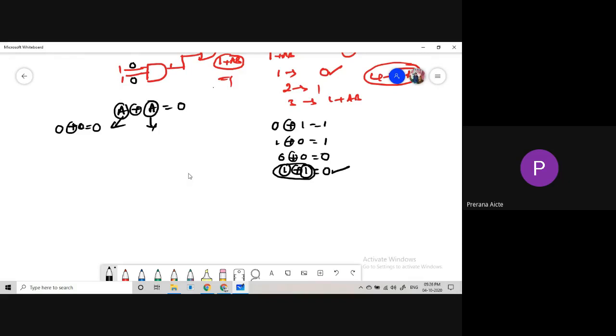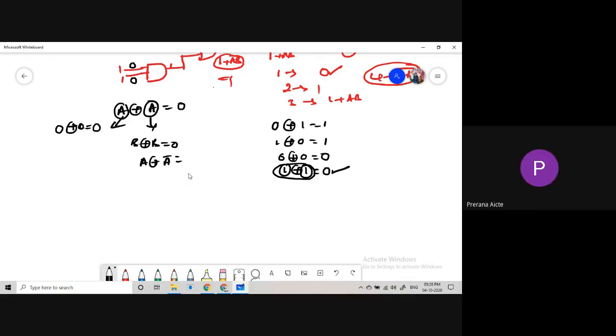Similarly, B XOR of B is 0. If I'm taking like this, A XOR of A is nothing but 0. Then simply, A XOR of A bar.